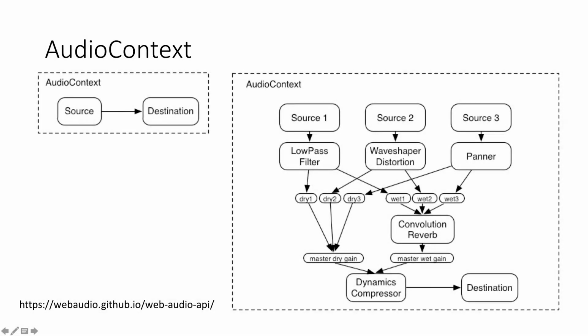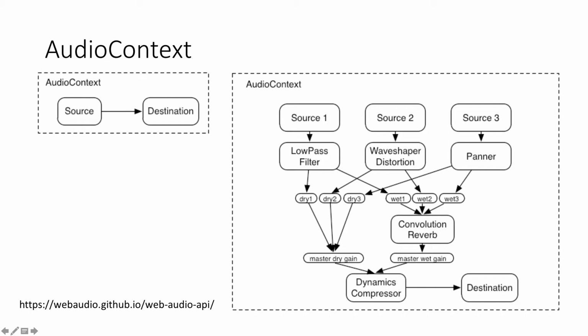When working with the Web Audio API, you have an audio context, and as you can see, I have two audio context examples here. The one on the left is very simple. It has a source node and a destination node, and the destination node is what you end up hearing, and the source node could be something like a synth or an audio file.